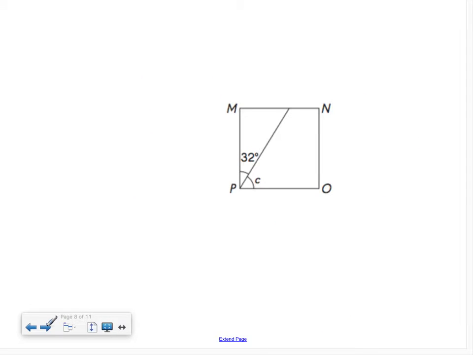All right, let's do this one. Hopefully you're realizing that we're trying to find C. This is a 90-degree angle because it's a square, so you have to do 90. Get rid of the 32 because that's a piece of the 90 degrees. And you get 58, and that would be 58 degrees.